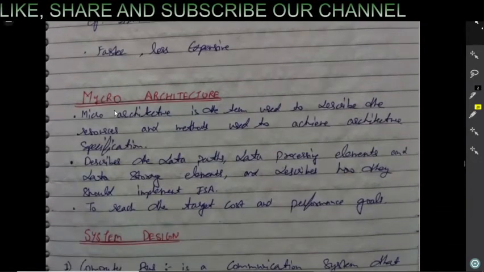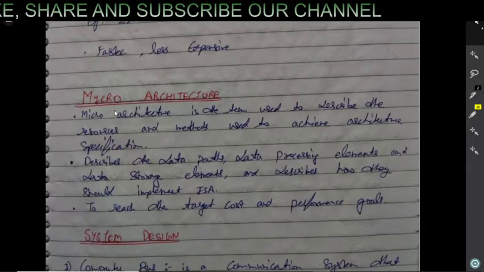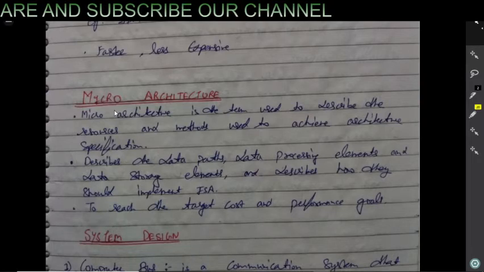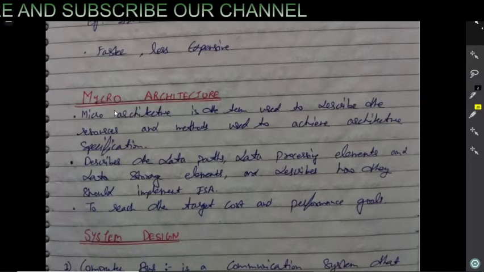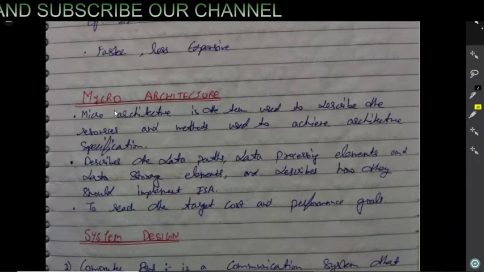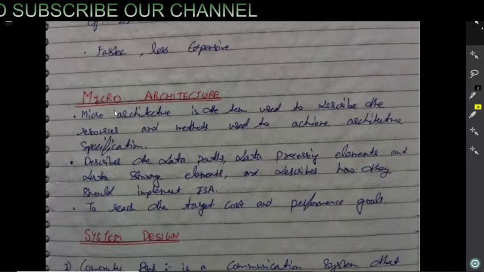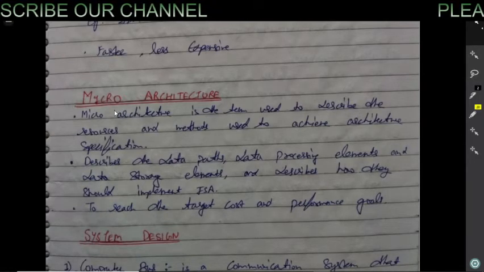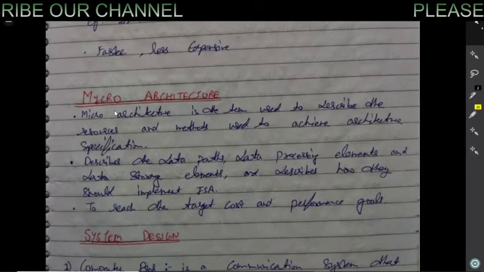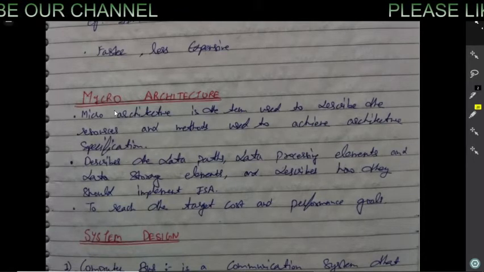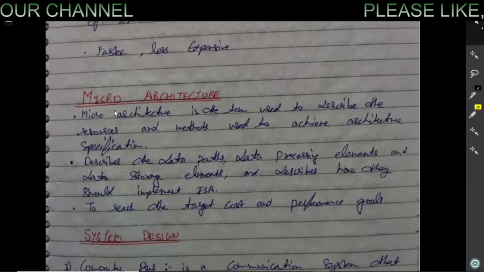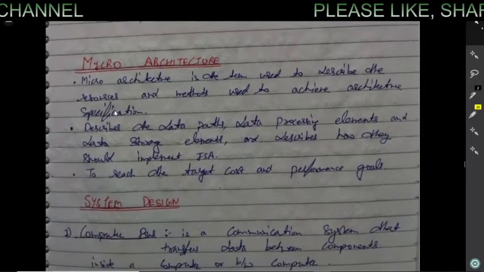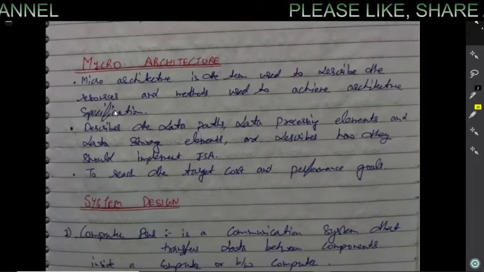Microarchitecture is the term used to describe the resources and methods used to achieve architecture specification. It describes the data path, data processing elements, and data storage elements, and describes how they should implement ISA to reach the target cost and performance goals.